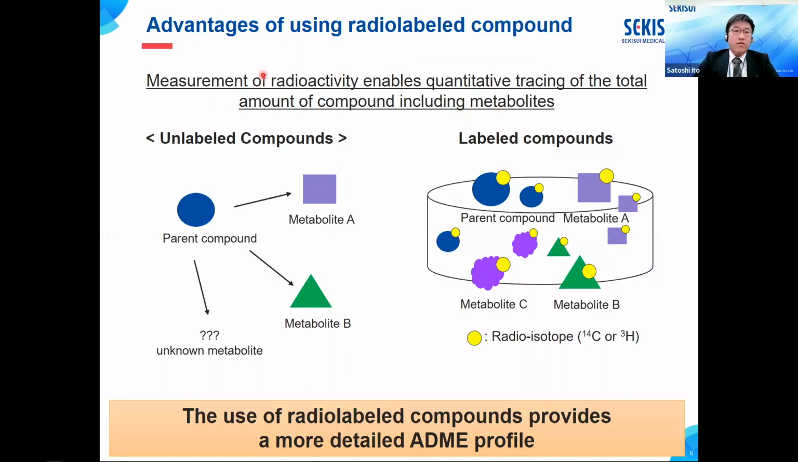Next, we will talk about the advantages of using radiolabeled compound. When using an unlabeled compound, we can detect the parent compound and metabolites whose structures are known in advance, but we cannot trace unknown metabolites. On the other hand, when using the labeled compound, the radioactivity of the labeled compound is used as a marker, allowing quantitative tracing of all amounts, including all metabolites. Thus, the use of radiolabeled compound allows us to obtain more detailed ADME information.